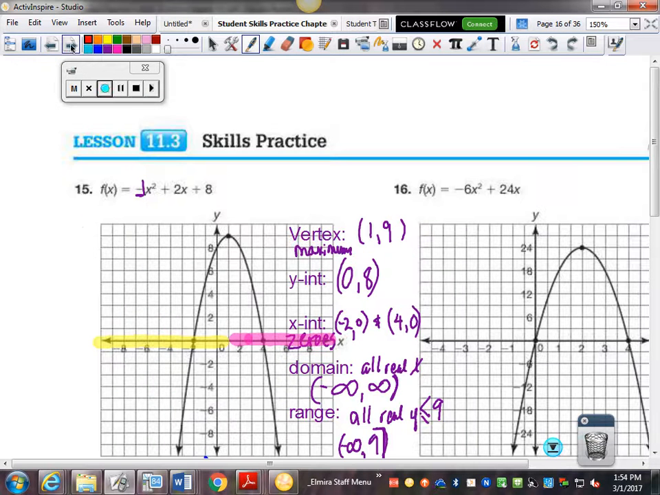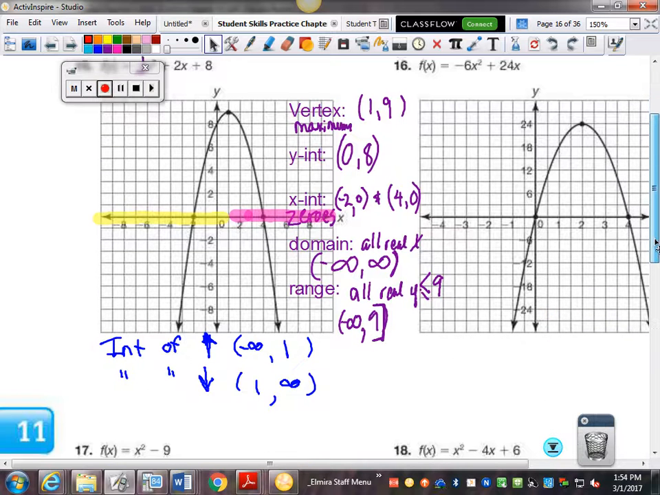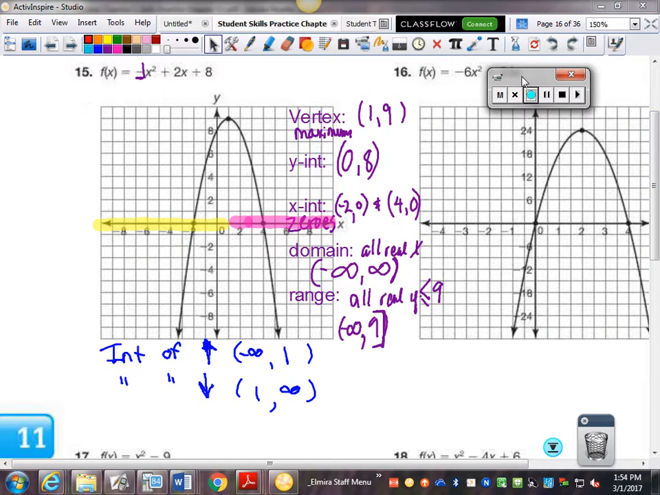Now, I do want to look at this one. Number 15, you can see that I put the vertex. Here's the vertex, which is a maximum because that's the high point. I have this y-intercept here. X-intercepts, just by coincidence, this is also an x-intercept. Here's an x-intercept, so those are labeled. -2.